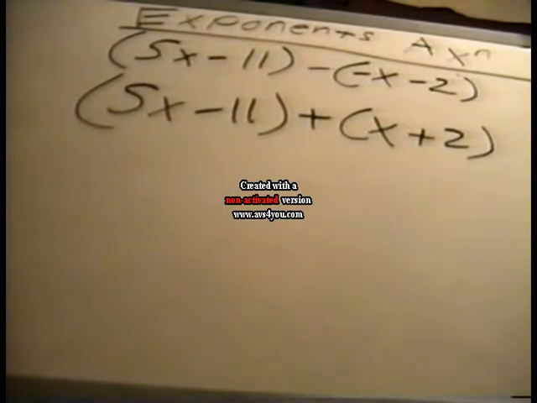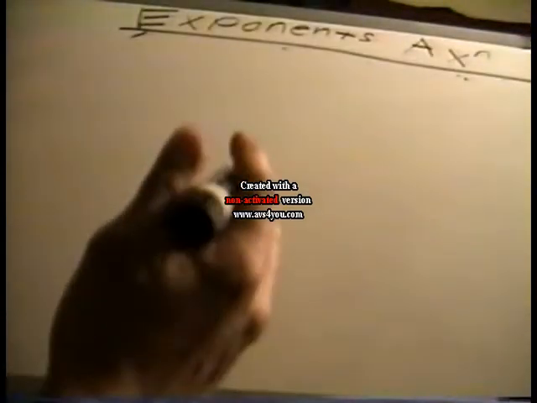So 5x plus a negative x, that's like saying 5x minus x, which equals 4x. And here, this is like saying negative 11 plus negative 2, that's a negative 13. Okay? So you get 4x minus 13 for the result.